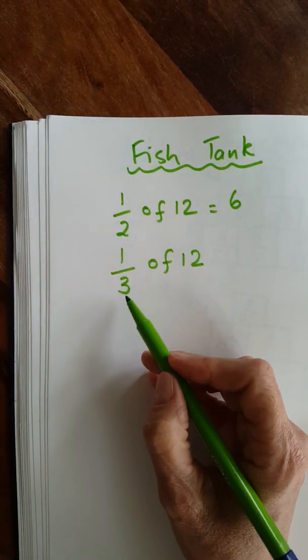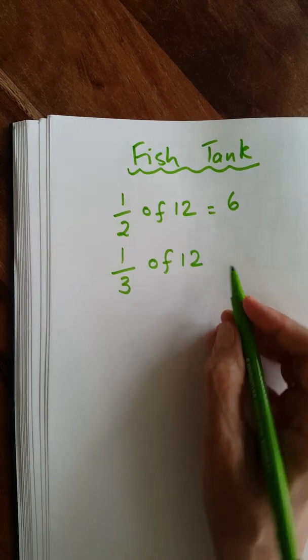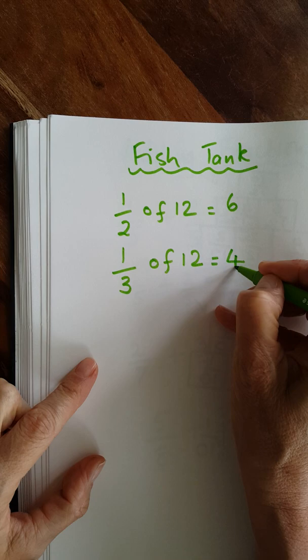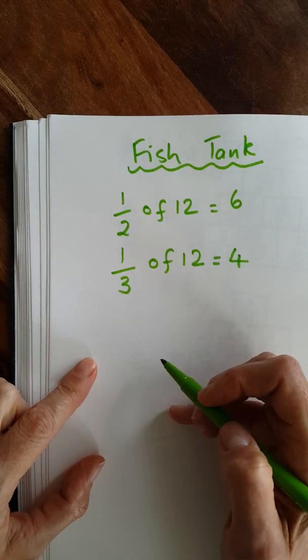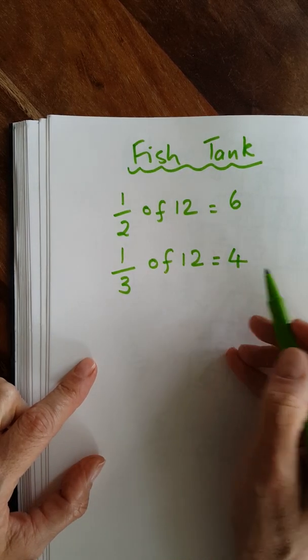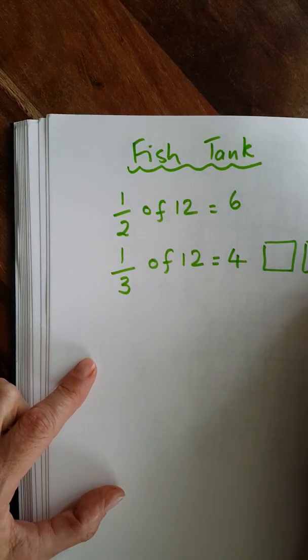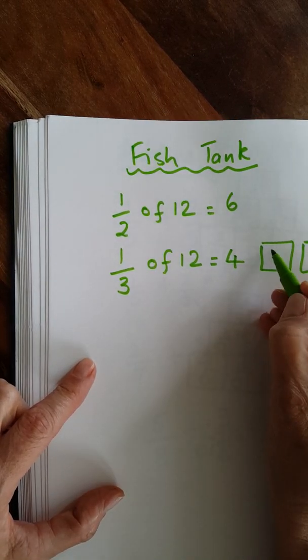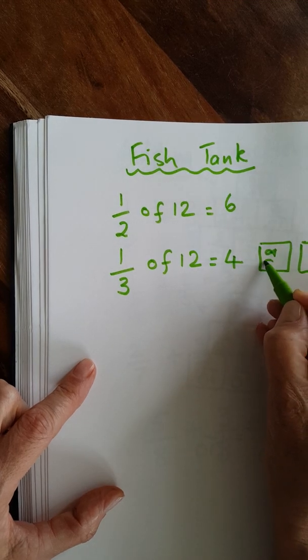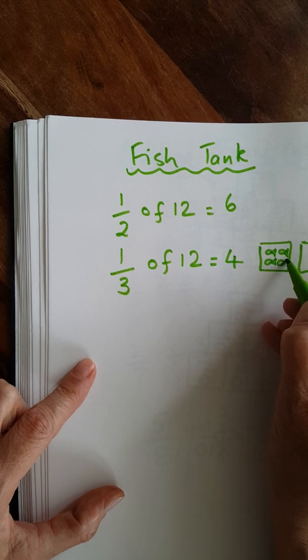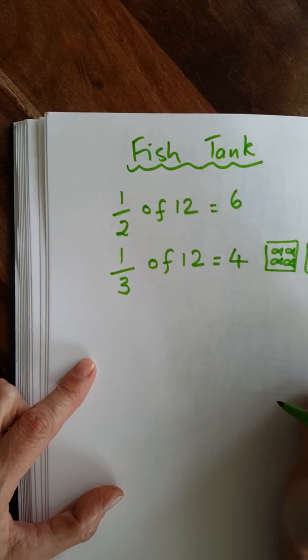So what I'm going to say is how many 3's in 12, and the answer to that is 4. So you're dividing by 3. So to find 1/3 of anything, you divide by 3. So now you could have 3 fish tanks like that. What that means is 3 fish tanks, and in each one there would be 4 fish if I can fit them in. So there'd be 4 in that one, 4 in that one, 4 in that one.